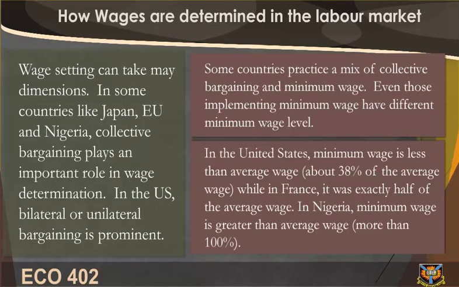In some countries like Japan, the EU, and Nigeria, collective bargaining plays an important role in wage determination. In the US, bilateral or unilateral bargaining is prominent. Some countries practice a mix of collective bargaining and minimum wage. Even those implementing minimum wage have different minimum wage levels. In the United States, minimum wage is less than average wage, about 38% of the average wage, while in France it was exactly half of the average wage. In Nigeria, minimum wage is greater than average wage, more than 100%.